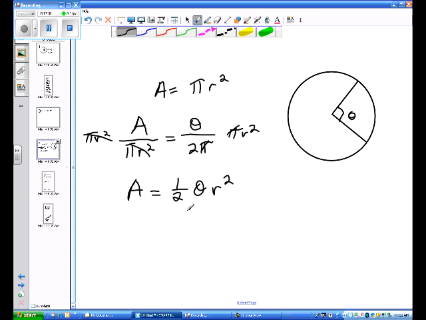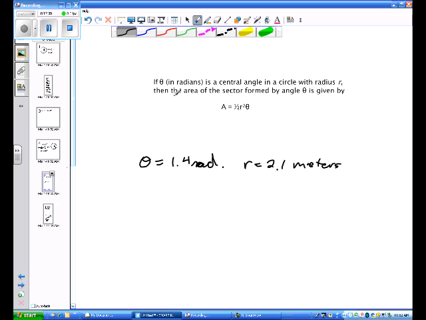And again, theta is in radians. So this gives us the formula to find the area of a sector of a circle. If theta in radians is a central angle in a circle with radius r, then the area of the sector formed by angle theta is given by 1/2 r squared theta. So if we have a circle and our central angle is 1.4 radians and our radius is 2.1 meters, then we can find the area of that sector. It's equal to 1/2 the radius squared, 2.1 squared, times the central angle, 1.4 radians.